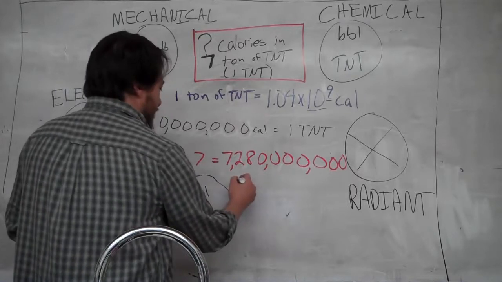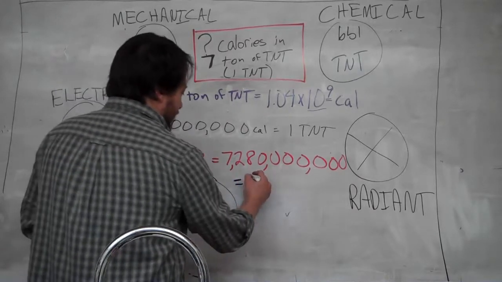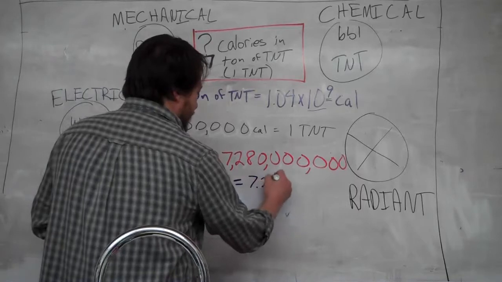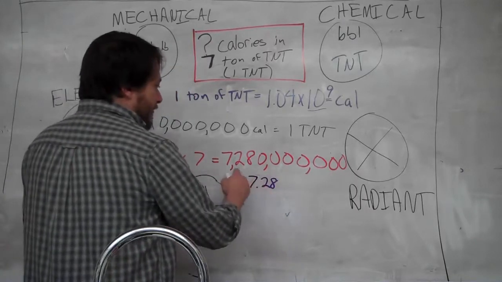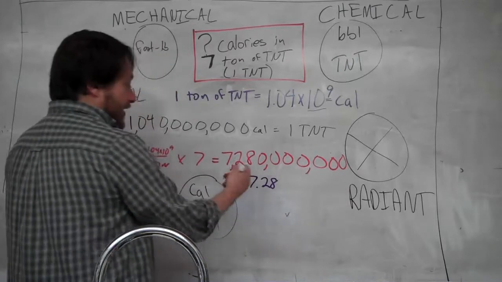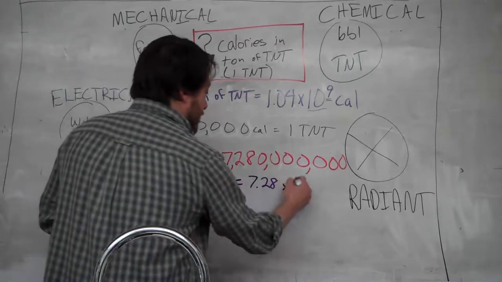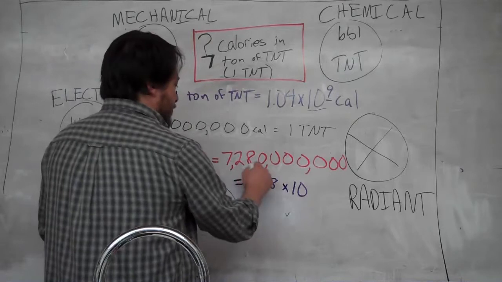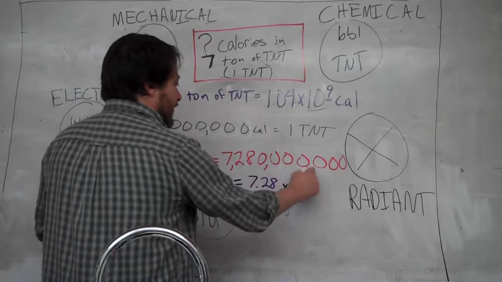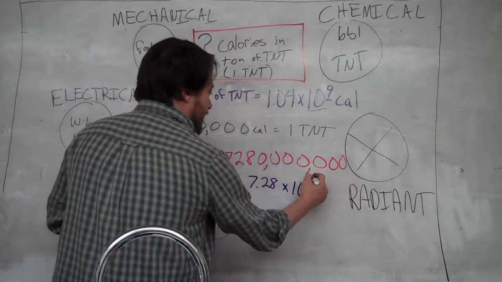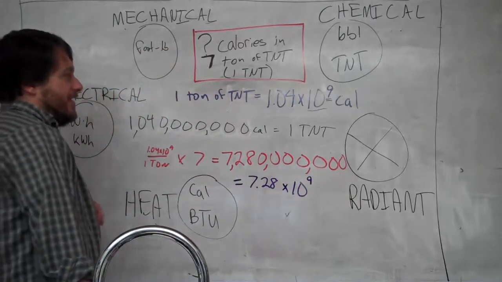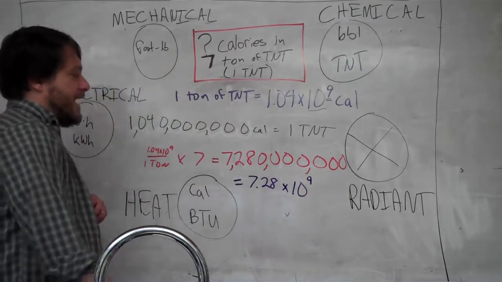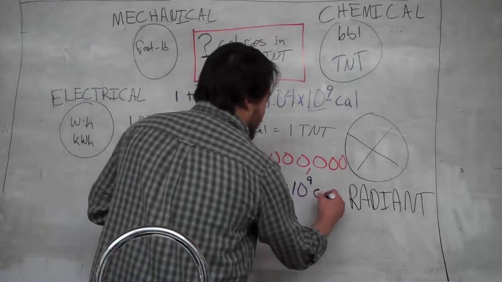And so turning this into scientific notation, 7.28 is what you want your base to be. And then how many times would you have to move the decimal to get it there is basically times 10 to the 1, 2, 3, 4, 5, 6, 7, 8, 9. 7.28 times 10 to the 9th. And what have we forgotten? Calories. Calories, right. Always write your unit, folks.